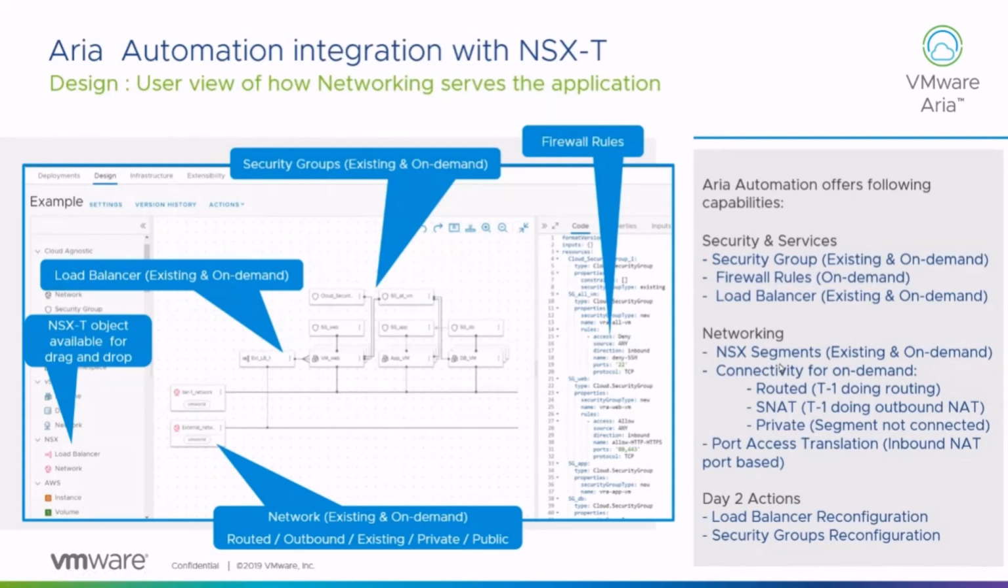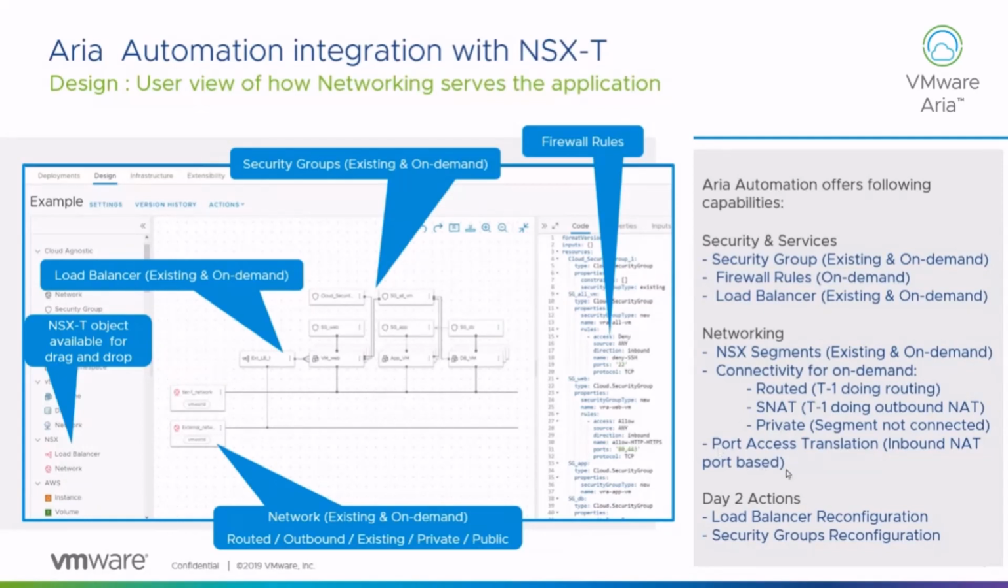So the segment is just another word for network, and we can use existing NSX segments created by our network administrators with NSX-T, or we can create them on demand when the deployment is created and delete them when the deployment is deleted. And connectivity here for on-demand supports the routed. So we create T1, we create the segment, we attach the segment to the T1, and we advertise the routed traffic. And the source NAT, which is T1 doing the outbound NAT for us. And then the private, the segment just is not connected to anything. And the communication is only between the workloads on that specific segment.